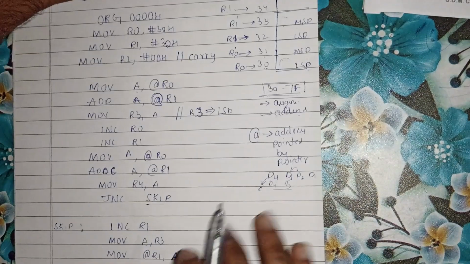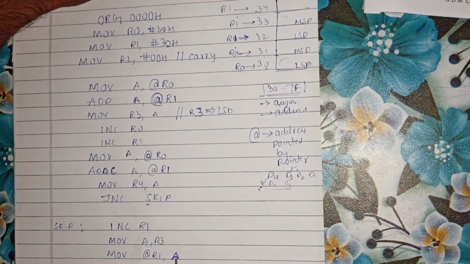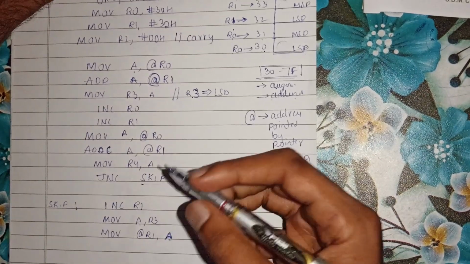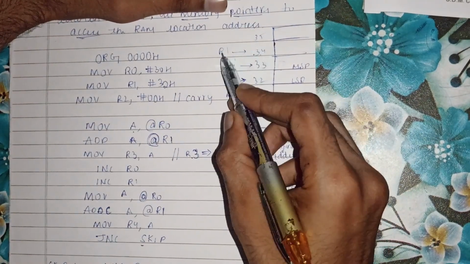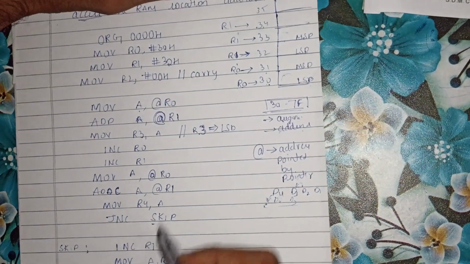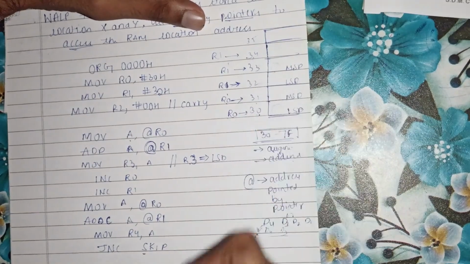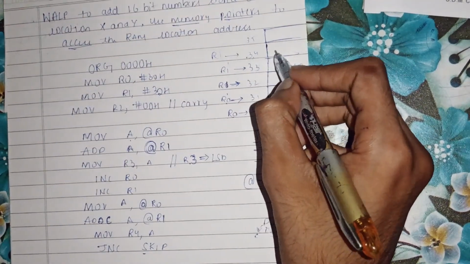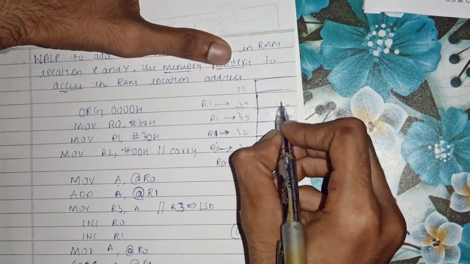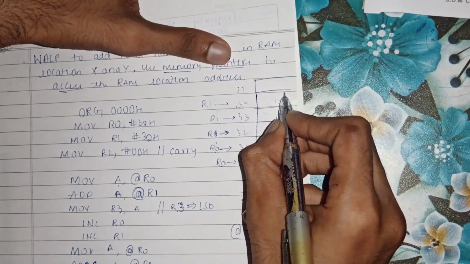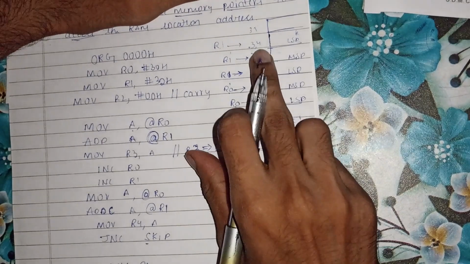This instruction basically means: copy the contents stored in the accumulator, that is the LSD of the augend and addend, into the new RAM location whose address is pointed by register R1. The address pointed by register R1 is 34H, and the LSD content is copied into RAM location 34H. So I will have the new LSD, the result stored in register R3.